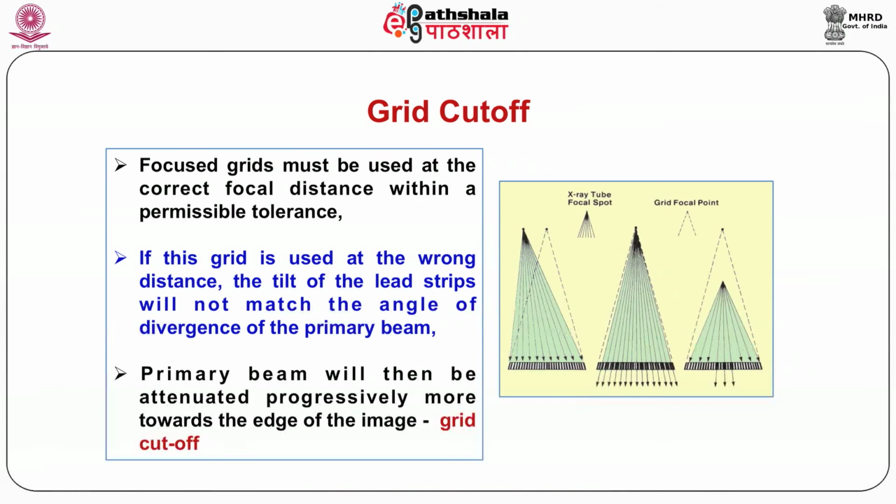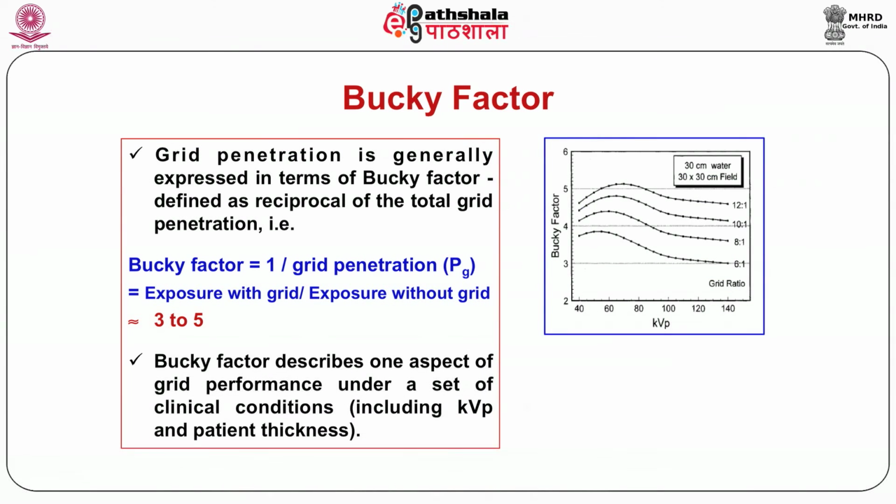Now we must have a special remark on grid cutoff. Focused grids must be used at the correct focal distance within a permissible tolerance. If this grid is used at the wrong distance, the tilt of the lead strips will not match the angle of divergence of the primary beam. The primary beam will then be attenuated progressively more towards the edge of the image, and hence there will be cutoff of the radiation.